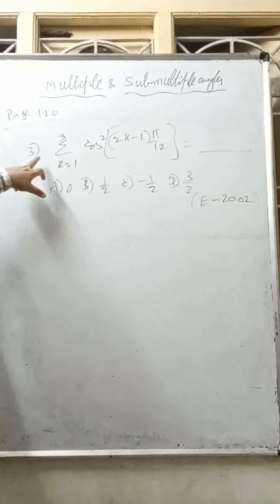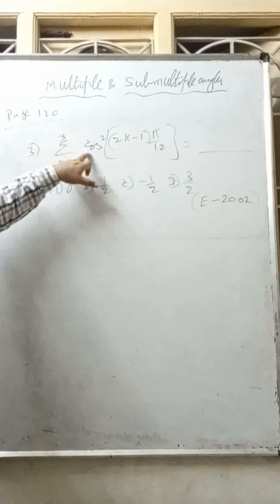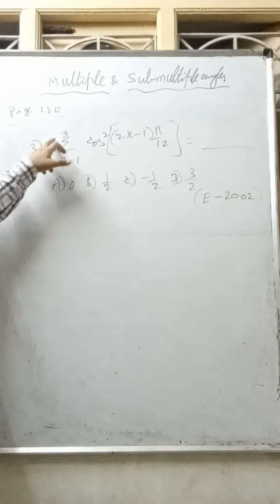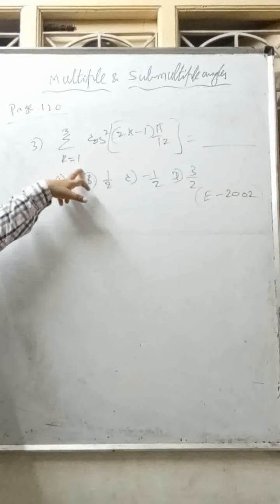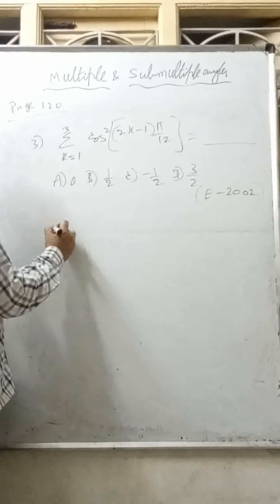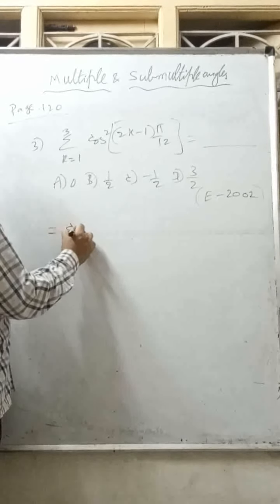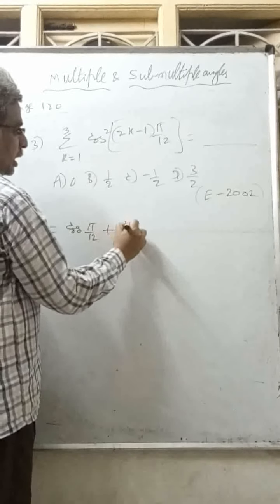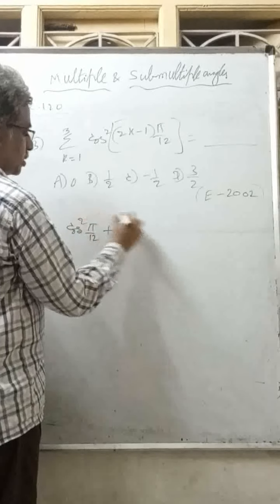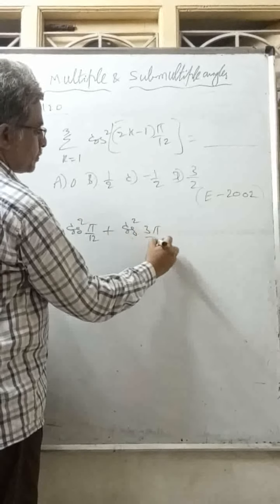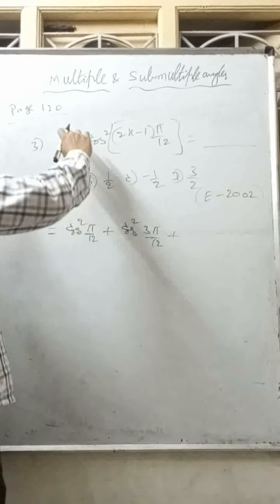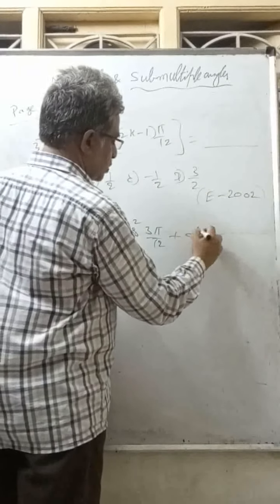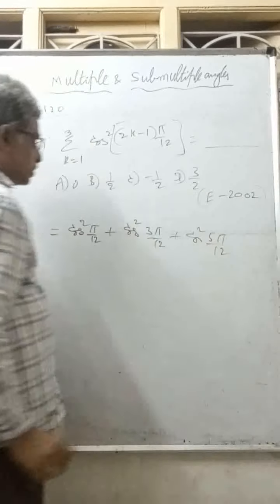Okay. Sigma of k equal to 1 to 3, cos square of 2k minus 1 into pi by 12 equal to how much is this? K equal to 1 to 3 and sigma means adding all. When k equal to 1, k equal to 2, k equal to 3. So I can write the given condition like this by applying k equal to 1 to 3. If I apply k equal to 1, this becomes pi by 12. K equal to 2, 4 minus 1 means 3 pi by 12. And k equal to 3, 6 minus 1, 5 pi by 12. So cos square 5 pi by 12. This value is asked simply.